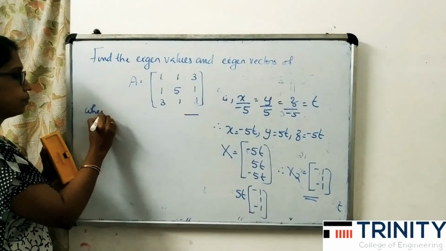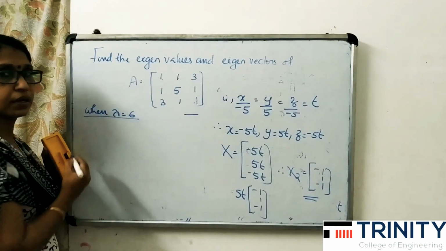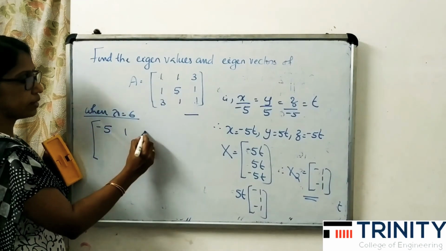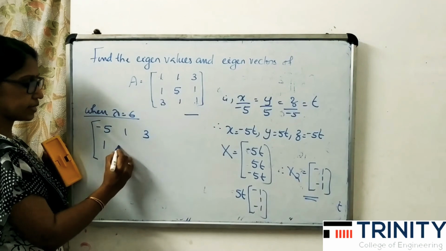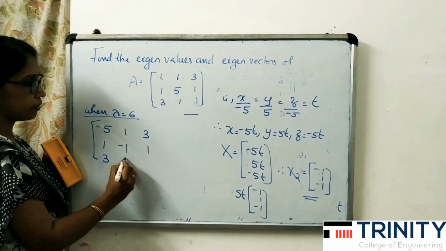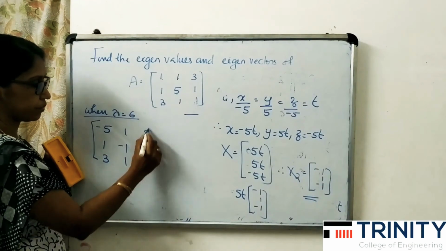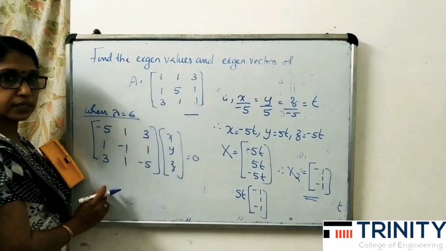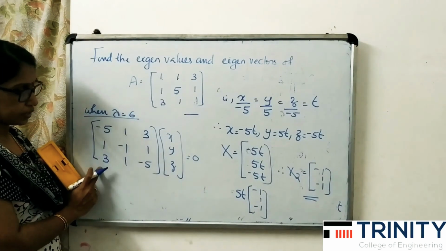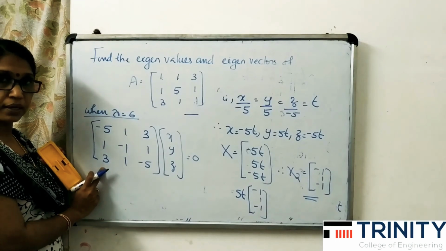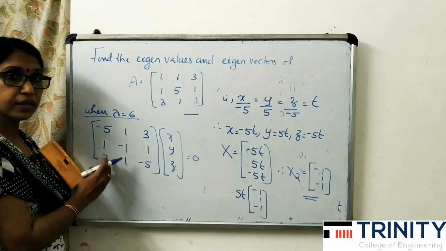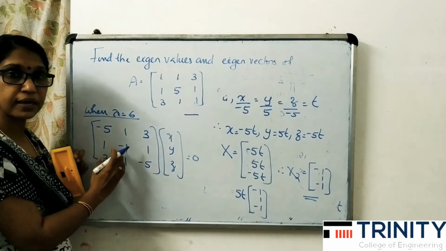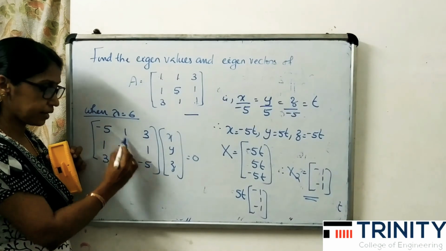When lambda is equal to 6, we get 1 minus 6, that is minus 5, 1, 3; 1, 5 minus 6 is minus 1, 1; 3, 1 and 1 minus 6 is minus 5, into x, y, z is equal to 0. Now look at this. These three rows are independent. Neither of these rows is a constant multiple of another row. Therefore, we can take any two of these equations. I am taking the first two.